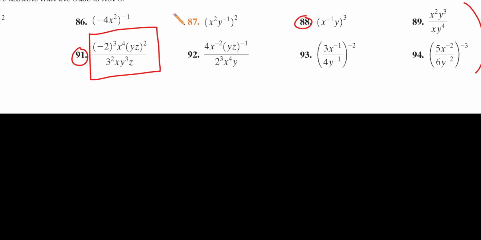All right. So it's negative 2 to the third power. And the negative 2 is in parentheses. So what are we cubing? We're cubing the whole entire negative 2, right? So it's negative 2 times negative 2, which is positive 4, times another negative 2, which is negative 8. So this is negative 8. Everybody got that? The x to the 4th, I can't really do anything else with that, so I'm just going to write x to the 4th.